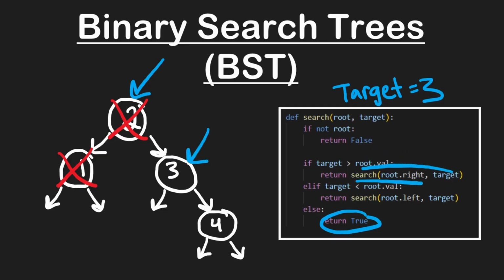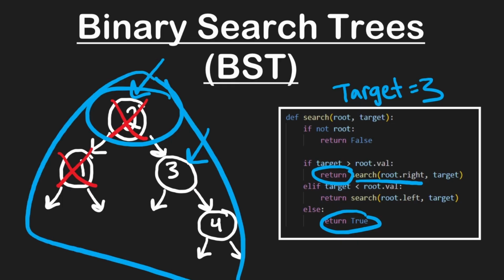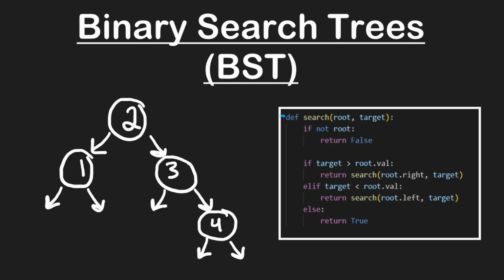Now we're going to return whatever the result of that was, whether it was true or false. In this case, it was true, so we're going to end up returning true from here, which means we're returning true from here. That means this entire tree does contain this target value. So what's the time complexity of performing this search? Well, just like binary search, it's going to be log n.